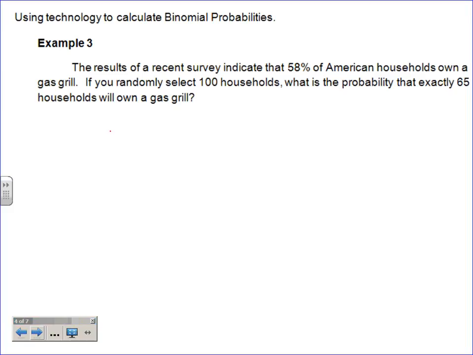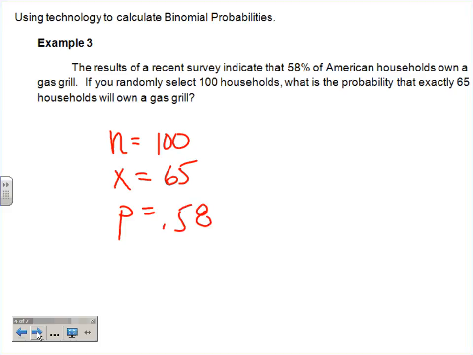Okay, so let's figure out our things here. What did we say was important? We said n was important, right? And what else? X and p. Because let's face it, if you've got p, you've got q. I mean, it just goes together. So n is 100, x is 65, p is 0.58. And again, if you want q, you can get that, but the calculator doesn't care either. It's kind of like the table. It knows you can get q.